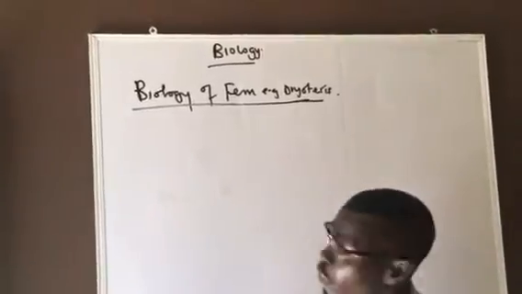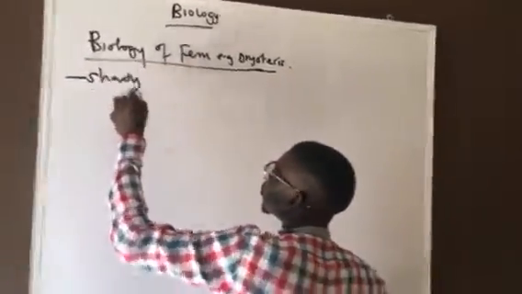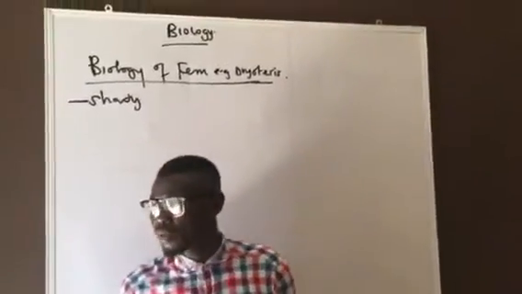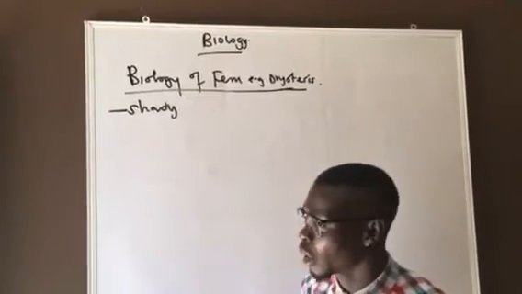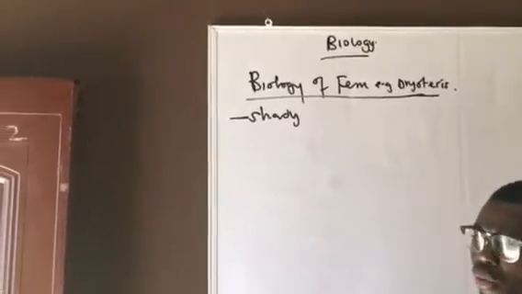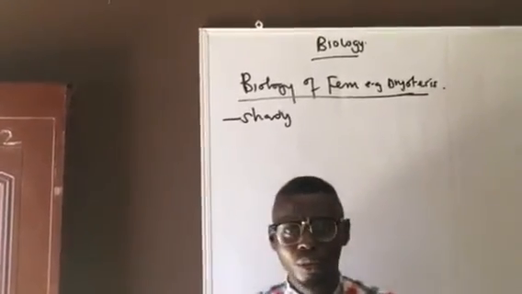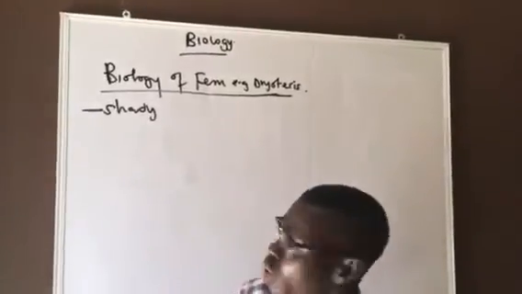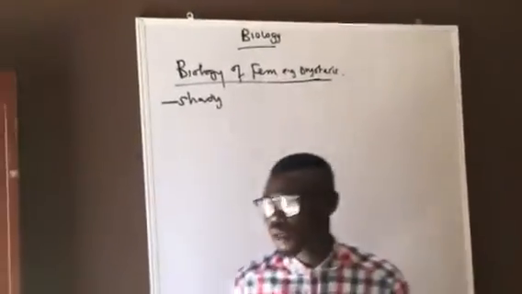be found. It can be found in shady environment. It can be found in moist environment. They are terrestrial. They can be found on land as well. So when we talk about this group, their body is divided into root, stem, and leaves, and we are also going to talk about their life cycle.